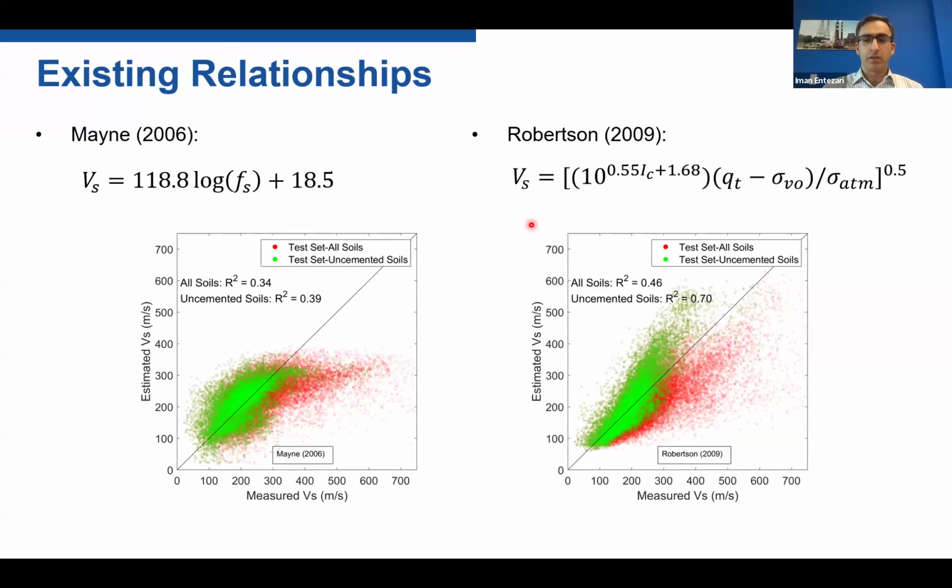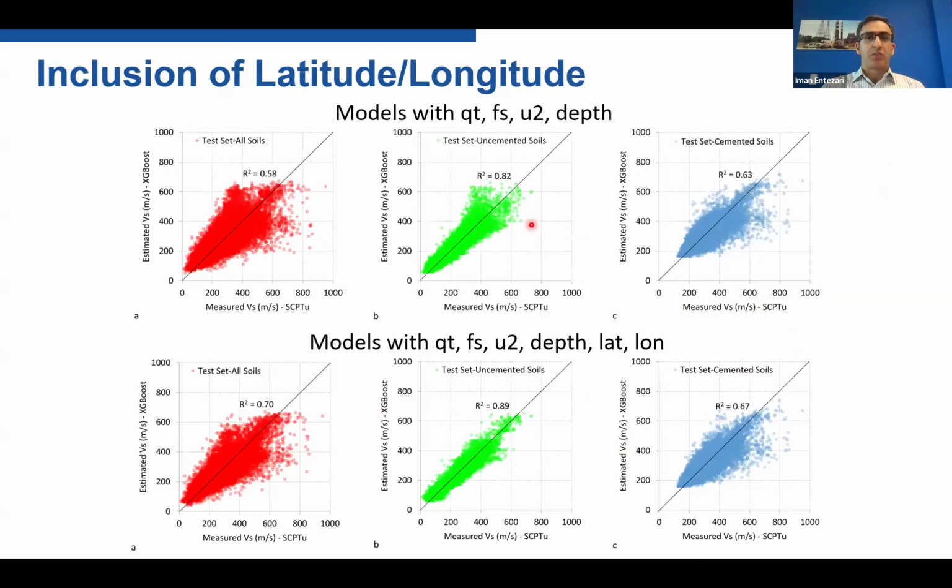I have a table later on that shows the errors and everything. But we just recently did an update, to explore what happens if we include the latitude and longitude of the data in the model. The top ones show the performance of the models that I showed 2 slides ago, which are the models just based on Q_tFSU depth. Then we included latitude and longitude, or the geographical location of the data, in the model, and wanted to see what happens.